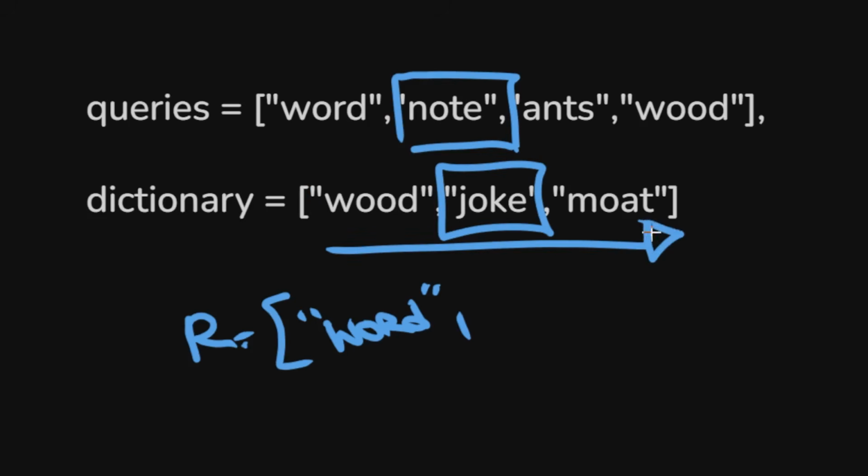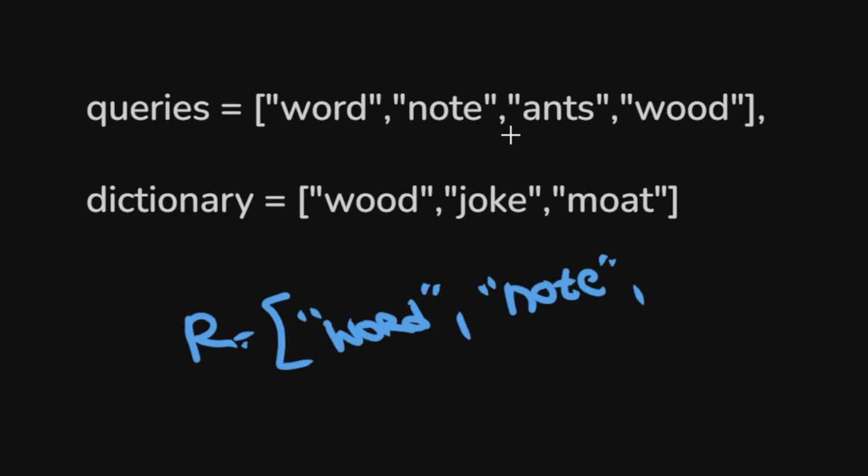We are trying every word. So here we will need 2 edits. We have to transform this into a J, this into a K, and that's it. Given that we are using a number of edits that's smaller or equal to 2, we can add note to the result. Now we can continue with this query and do exactly the same.